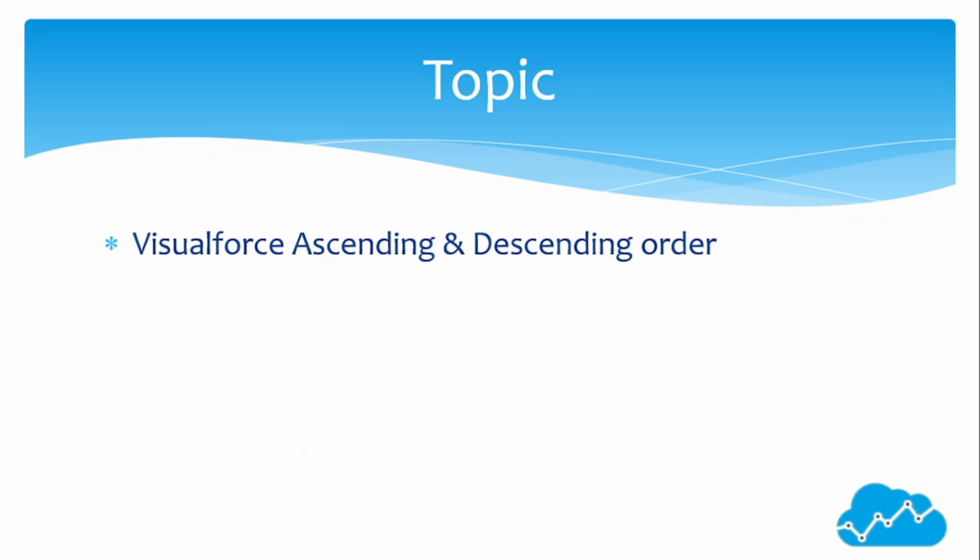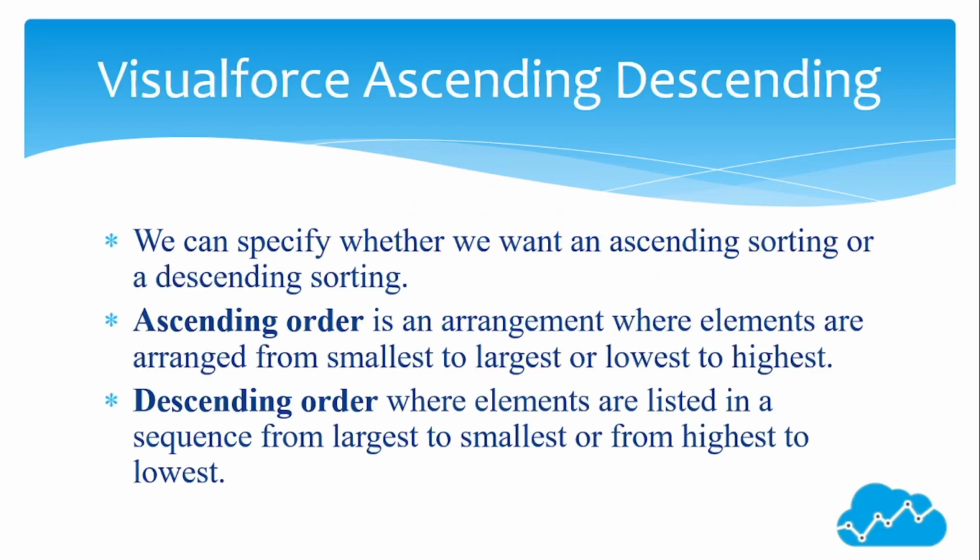The topic we are going to cover in this session is designing a Visualforce page in ascending and descending order. We can specify whether we want an ascending sorting or a descending sorting. Ascending order is an arrangement where elements are arranged from smallest to largest, or from lowest to highest. Descending order is where elements are listed in a sequence from largest to smallest, or from highest to lowest.